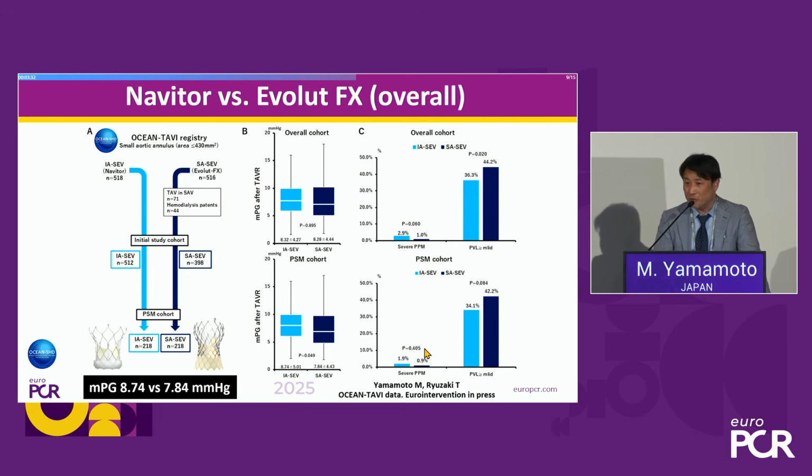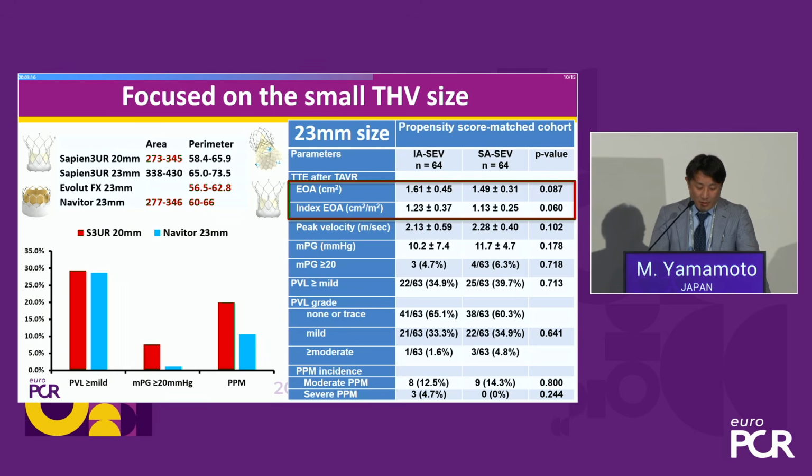In the matching cohort, there is no significant difference between the groups in terms of severe PPM. In contrast, the rate of PVL is a little bit lower in the intra-annular self-expanding valve compared with the supra-annular self-expanding valve. Okay. And we focus on the very specific small THV size, for example, comparing the balloon-expandable valve versus the intra-annular self-expandable valve.